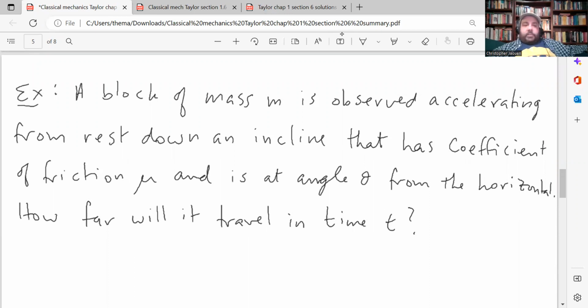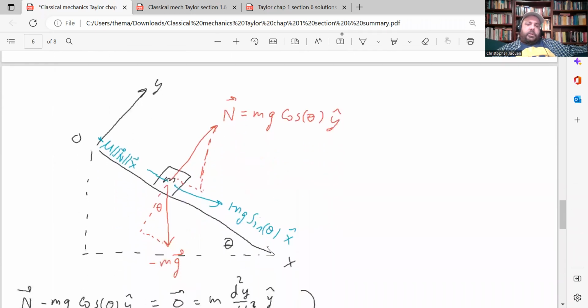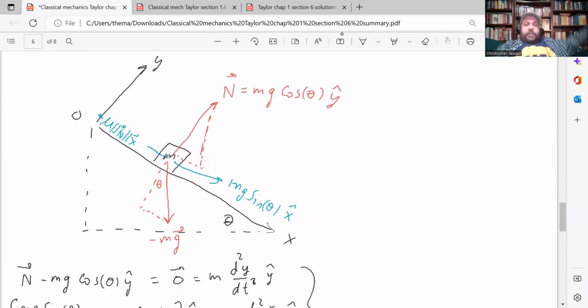Which we do in the one example that he does in the book, a very common mechanics problem: some mass sliding down an inclined plane. Here's the problem. A block of mass m is observed accelerating from rest down an incline that has coefficient of friction mu and is at angle theta from the horizontal. How far will it travel in time t? Start by drawing the picture, which we have here.